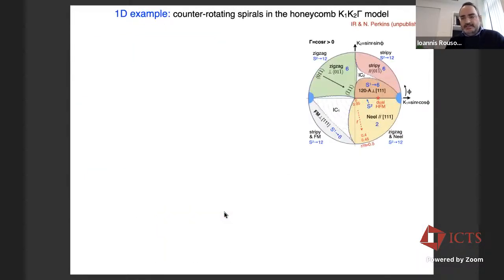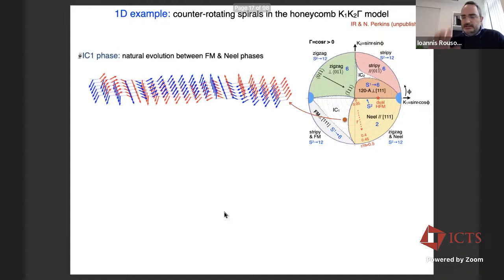Okay, here I give one example where it doesn't matter what the model is. There is a phase diagram parameterized with some parameters. There is a phase here, which I call incommensurate phase number 1. And that phase is sandwiched between a ferromagnet and an L antiferromagnet on a honeycomb lattice. And then what you see is that there are these large domains.